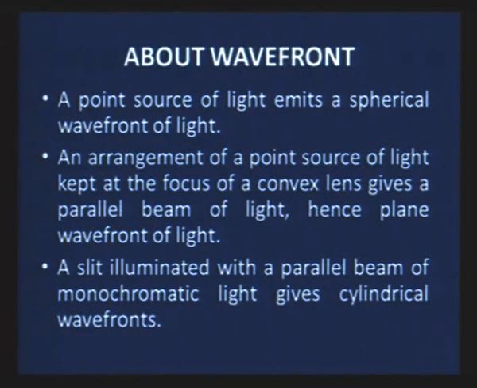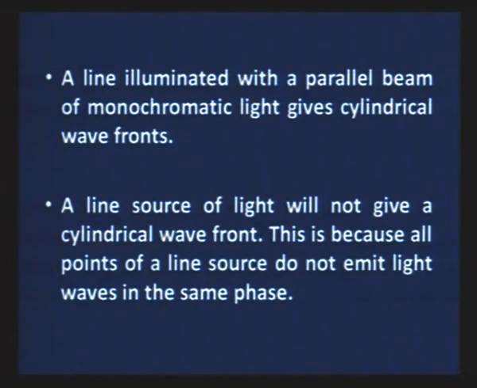It is very important to know about the wave front that a point source of light emits a spherical wave front of light, and an arrangement of point sources of light kept at the focus of a convex lens gives a parallel beam of light, hence the plane wave front as you have seen in the diagram. A slit illuminated with a parallel beam of monochromatic light gives cylindrical wave fronts. At the same time, you must understand that a line source of light will not give a cylindrical wave front. This is because all points of a line source do not emit light waves in the same phase.